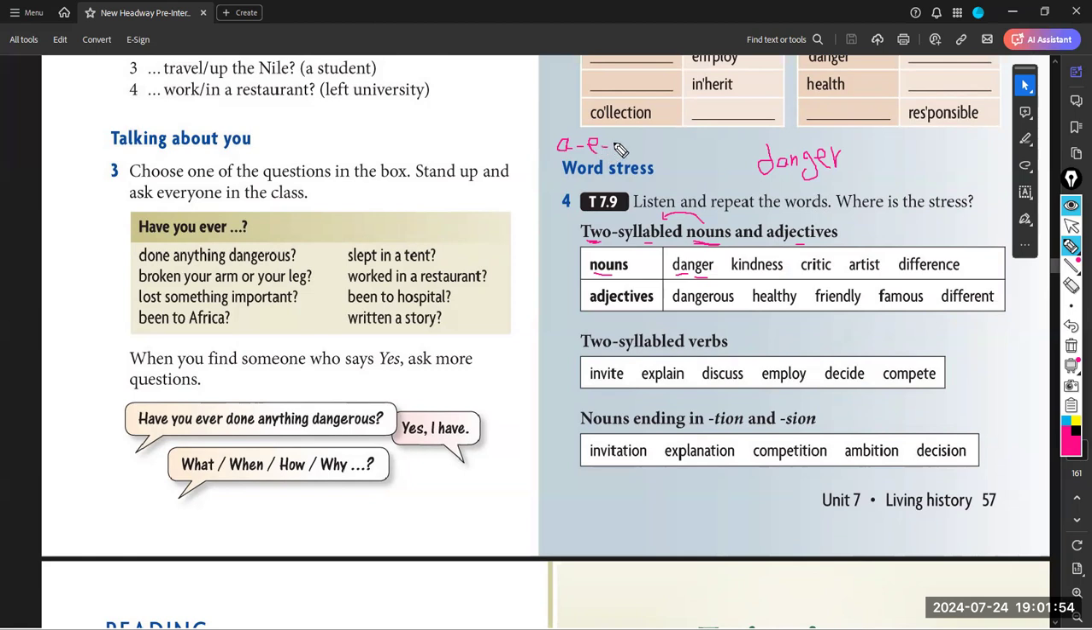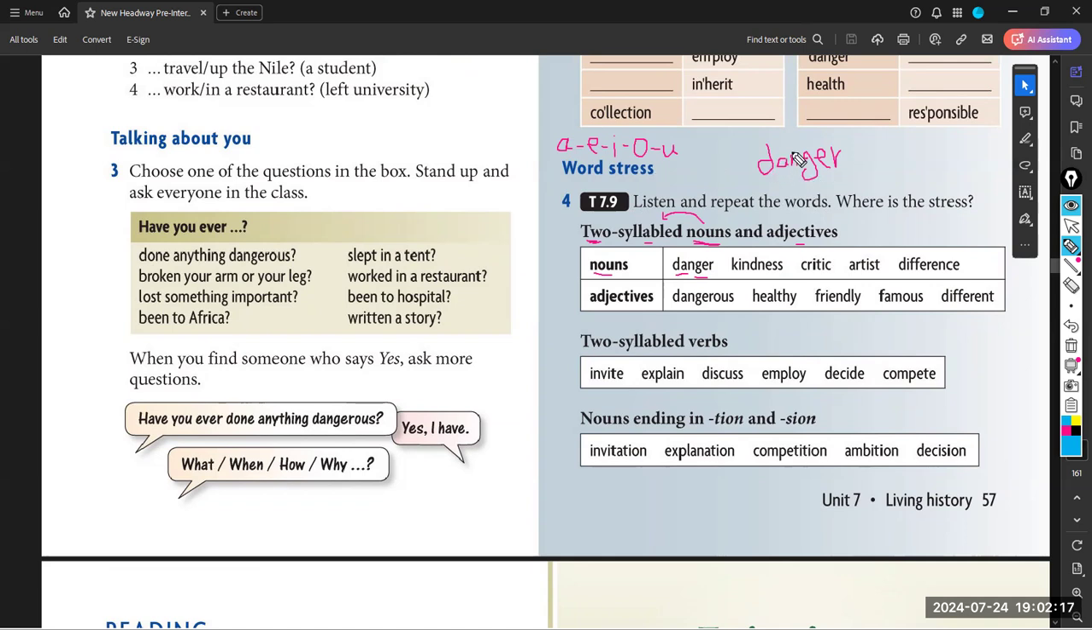E, I, O, and U. Okay. Bravo. Now, as I told you, to call a syllable a syllable, it should have at least one vowel letter. Without any vowel letter, this is not a syllable.